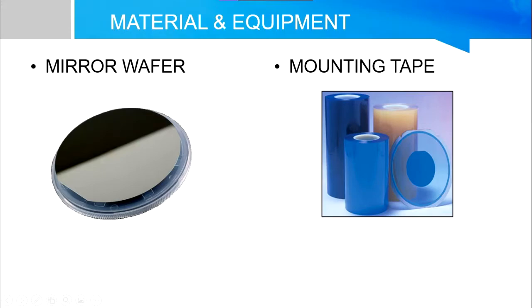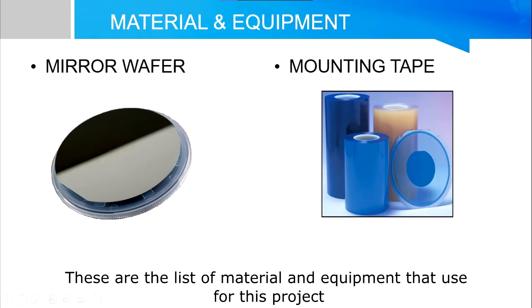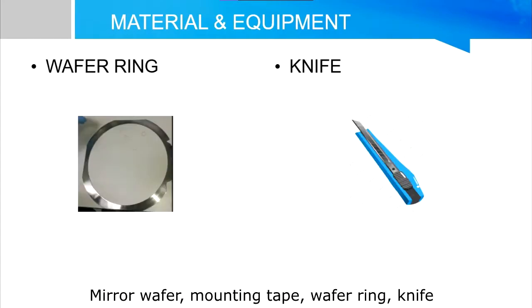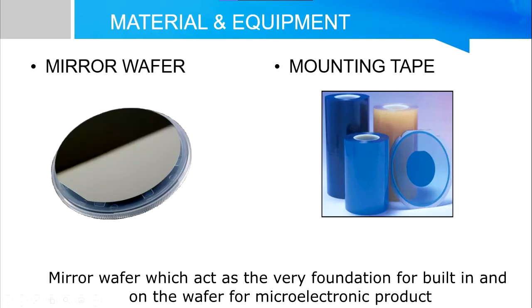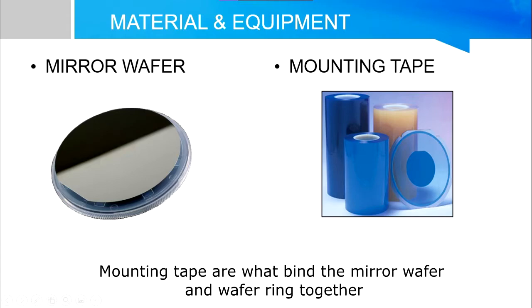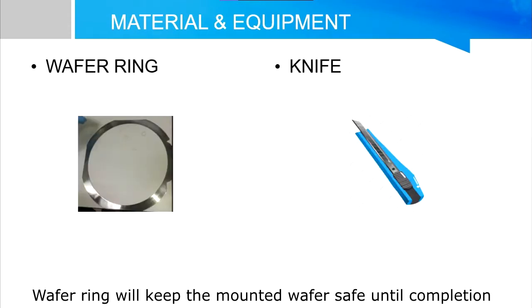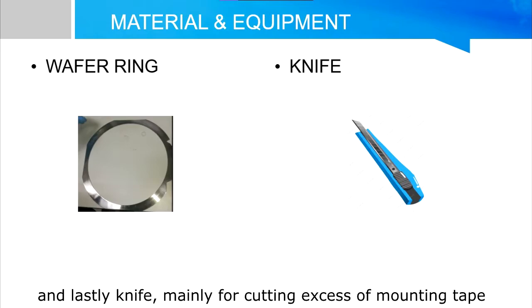Material and equipment. This is the list of materials and equipment used for this project: mirror wafer, mounting tape, wafer ring, and knife. First, the mirror wafer, which acts as the very foundation for building microelectronic products on the wafer. Second, the mounting tape binds the mirror wafer and wafer ring together. Third, the wafer ring, which will keep the mounted wafer safe until completion. And lastly, a knife. The knife is mainly used for cutting excess mounting tape.